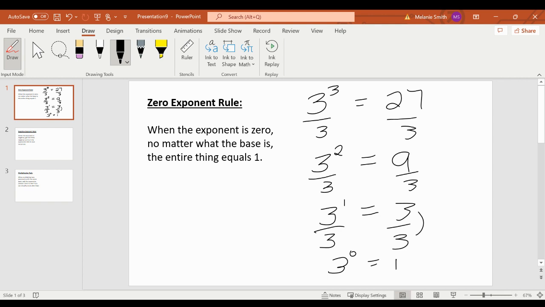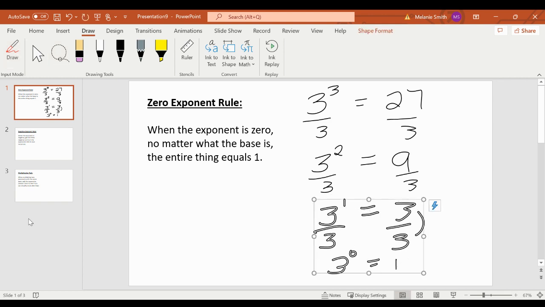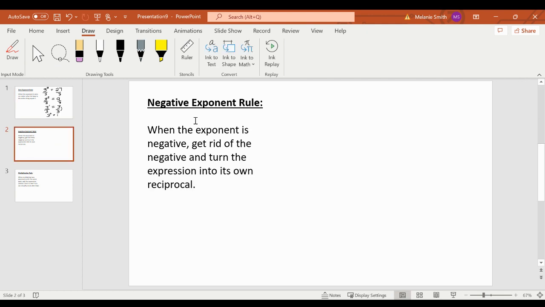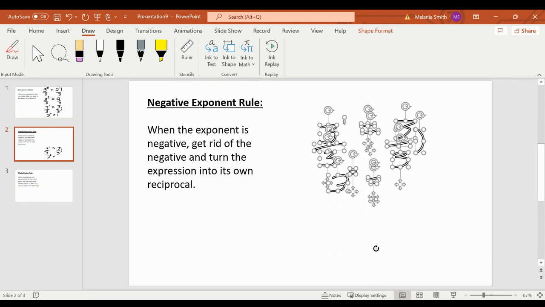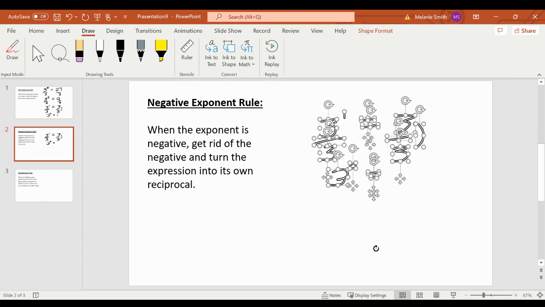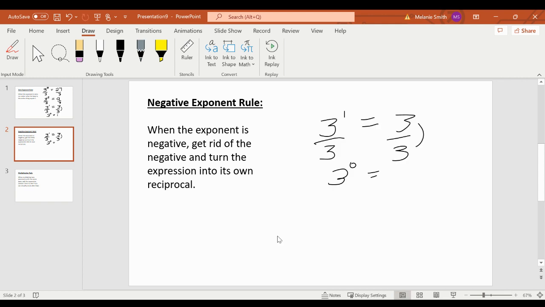Okay, so let's go ahead on to the negative exponent rule, and I'm going to use this. I'm going to bring this right over to, in fact, let me grab this right here, see if I can copy it, and well, maybe I can. Let's see. Okay. So now, what would happen if I kept dividing?